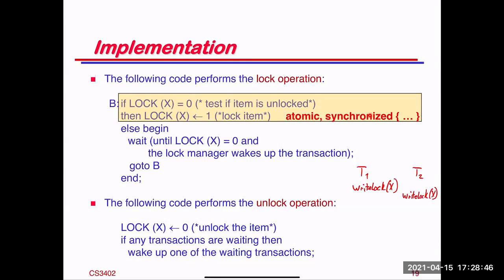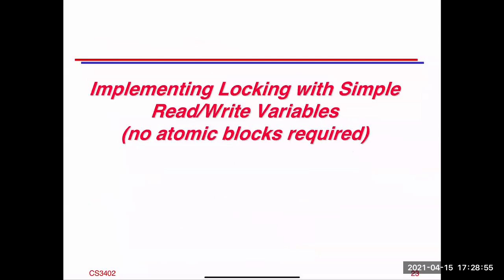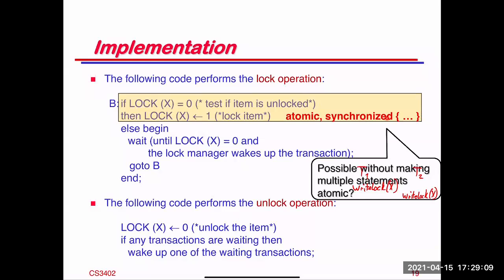Now, if I don't want to use these synchronization blocks, there are other ways around that. So let's see if that's possible. We're going to take a slight detour here by looking at how we can implement locking with simple read-write variables without adding these atomic blocks. So I don't want to add any synchronization blocks using Java, for instance. I just want to implement the functionality of, let's say, a write lock by using simple variables.